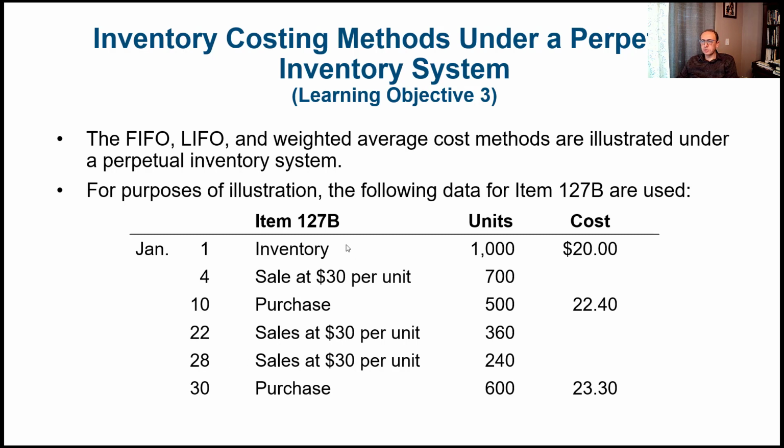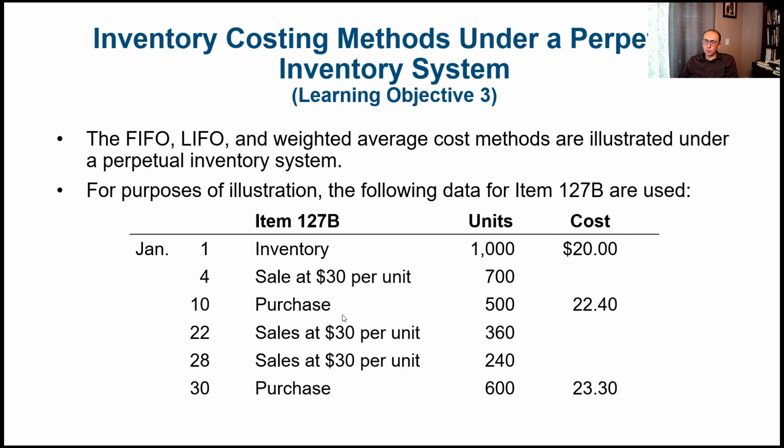For purpose of illustration, let's see the following example. We have this item that's called 127B, which is one of the items in our company's warehouse that's considered to be part of our inventory. It has a beginning inventory balance of 1,000 units that originally costed us $20. Then on January 4th, we sold 700 units out of the 1,000 at $30 each. That's the selling price. Of course, in this case, the cost of all the items sold is 20 because we only have one batch of inventory.